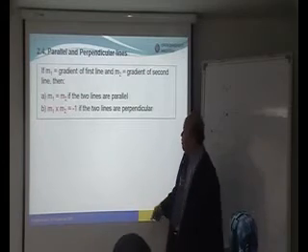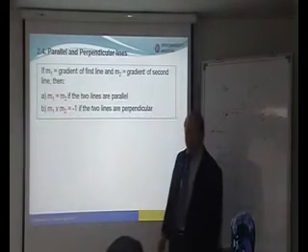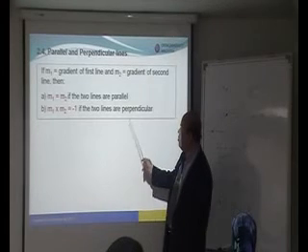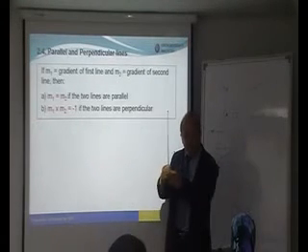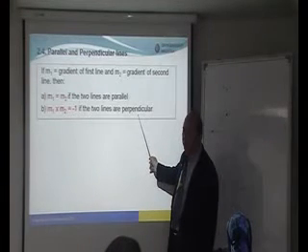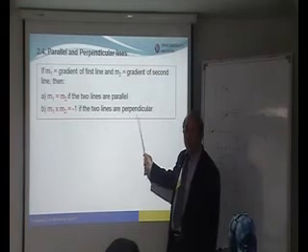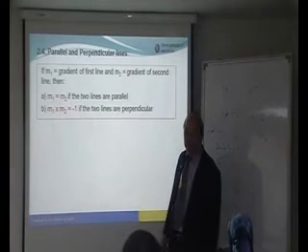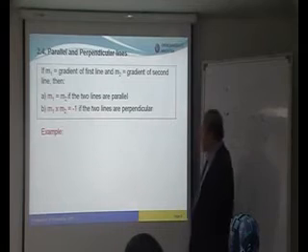And if M1 times M2 is -1, then the two lines are said to be perpendicular, at right angles. Alright? So perpendicular. Got it? This one you must memorize. But in the exam, this question normally will come out. Very important, this topic.